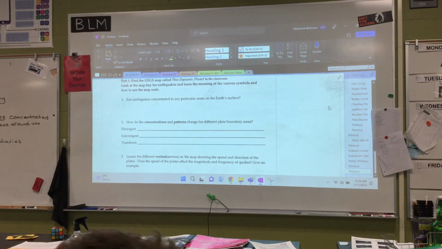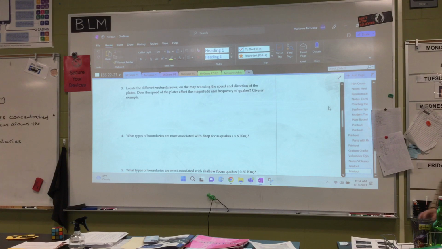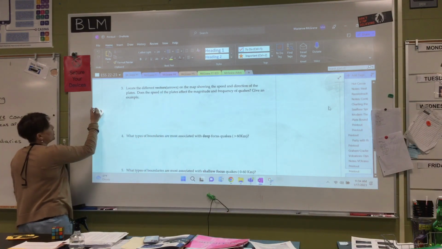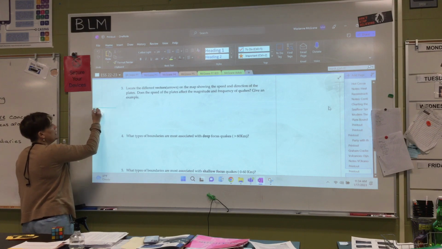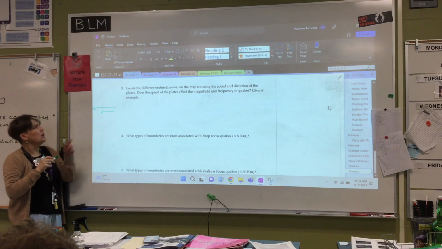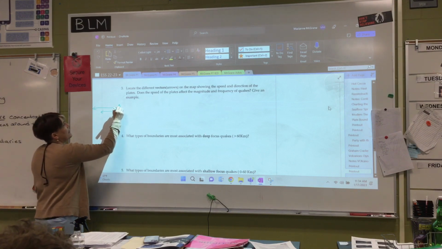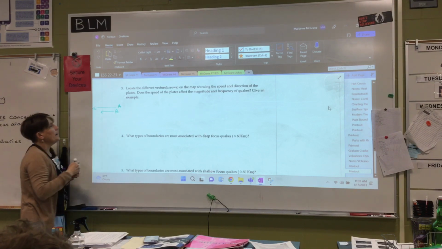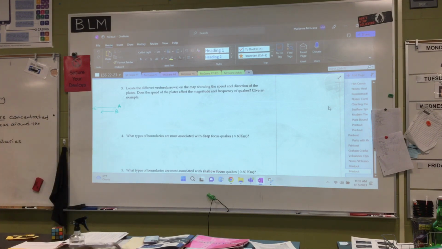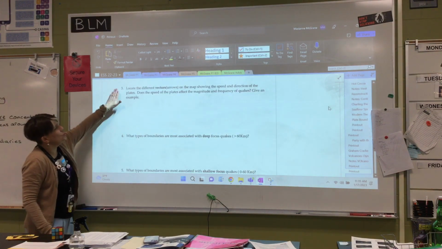Then it says number 3, locate the different vectors. Remember, a vector is an arrow. So if I have a long arrow or a short arrow, turn with your pair share partner and talk about, if this is arrow A and this is arrow B, which arrow has more speed of the plate and which one has less. On your marks, get set, go. Liana, which one is a plate moving at a faster speed? A. And so that's what it's asking you here.